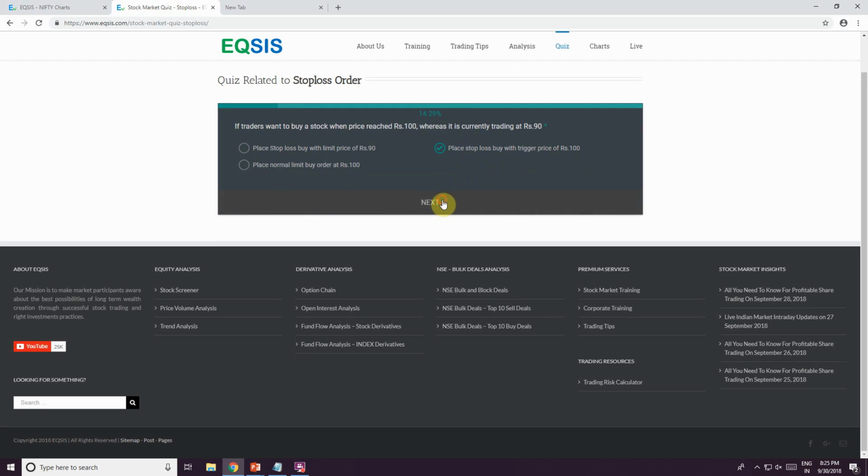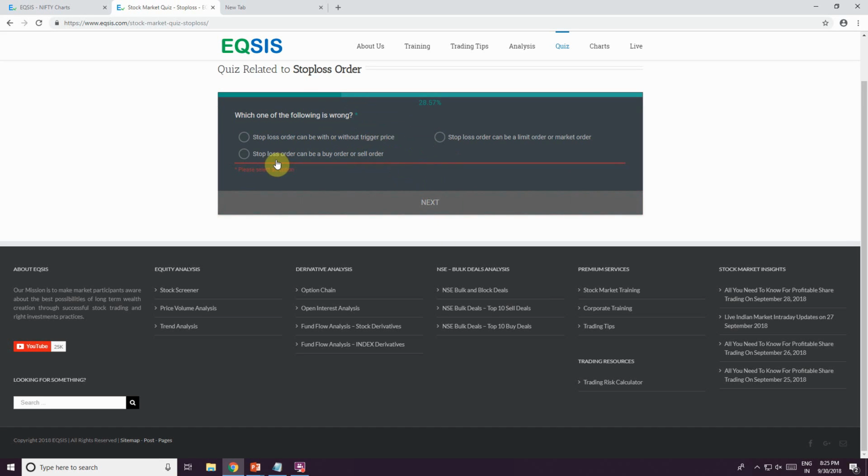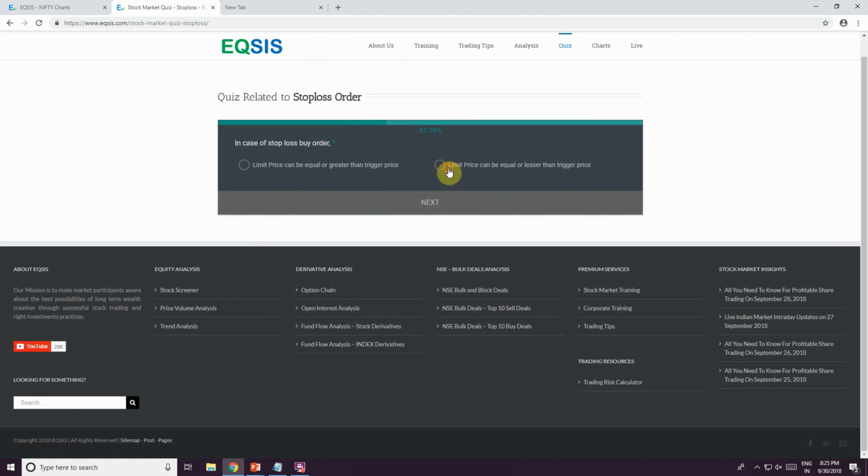You can keep trying. Which one of the following things is wrong? Understand it well and choose the order accordingly. Okay, I'm asking about what is wrong. Likewise, we keep giving you questions, and then finally you can submit it. This link will help you to find the answers. It is specifically about stop losses.